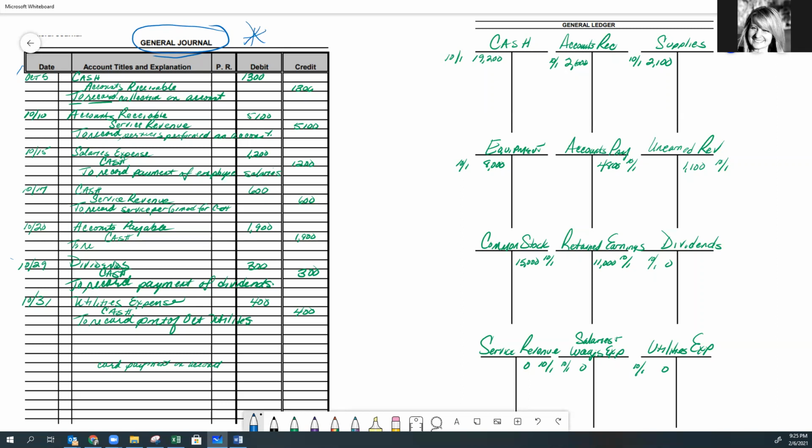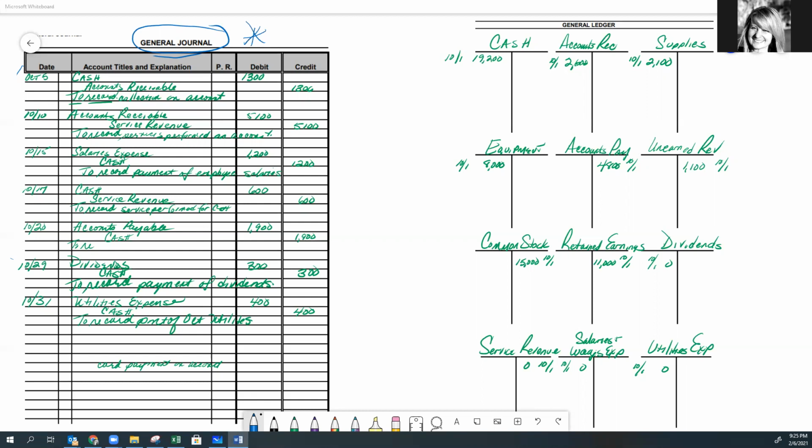So what we're going to do now is we're going to post. This is called posting. What we did in video 1 was called journalizing, and now we're going to post. So we're going to take these transactions from our general journal and post them into our general ledger so we can figure out ending balances in our accounts and then generate a new trial balance as of the end of October so that we can prepare our financial statements.